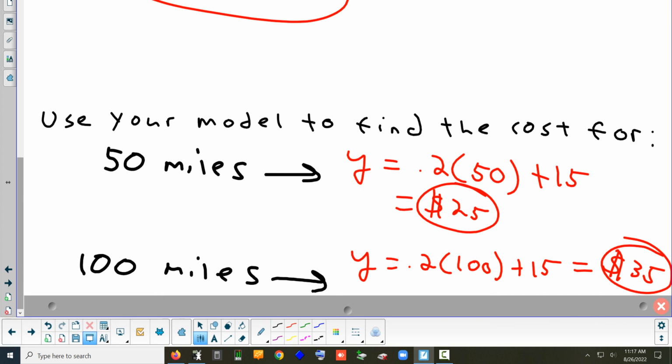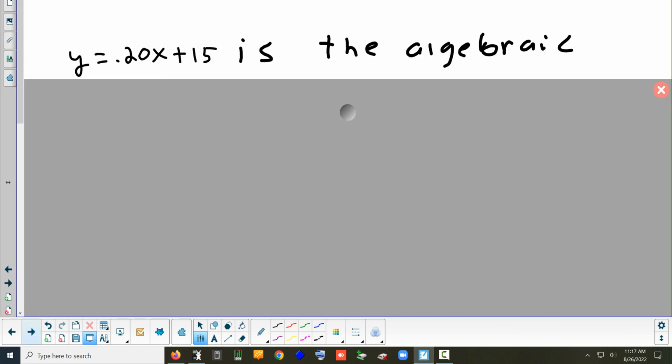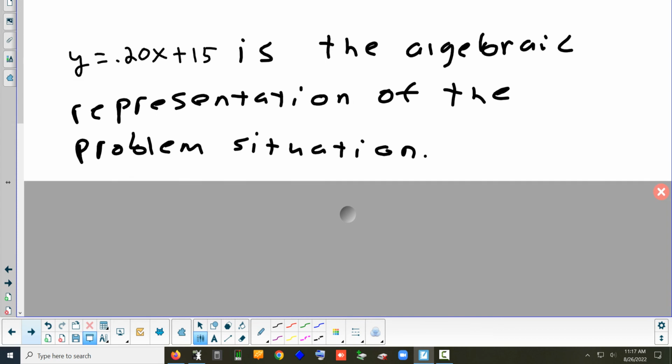35. Okay. So in both of those situations, you took an amount of mileage, you filled it in for x, and you calculated y. The formula that we used is called an algebraic representation of our problem. So if you see directions that ever ask you to find an algebraic representation of something, basically that means make an equation. Somebody that walked in here right now would have no idea that that equation is about renting a car and it costs 20 cents a mile. They would just see something in y equals mx plus b, and that's all they would see. The algebraic representation takes the word problem right out of the scenario. It's just a pure equation.